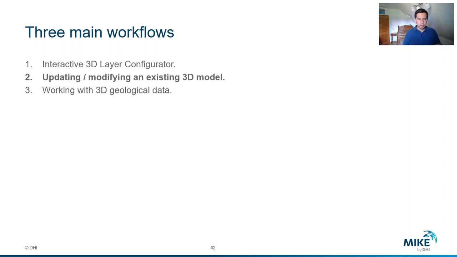In the previous video, we discussed the use of the interactive 3D layer configurator for building structured and layer-based models in FEFLOW. With this option, you require input elevation data, and using the different interpolation methods in FEFLOW, you are able to build a 3D domain geometry. Today, we will discuss how to update or modify an existing 3D model. A 3D model could be a layer-based model, or a fully or partially unstructured model in 3D. And in the next video, we will discuss how to integrate an existing 3D geological model into FEFLOW.